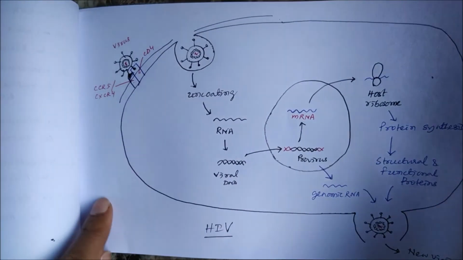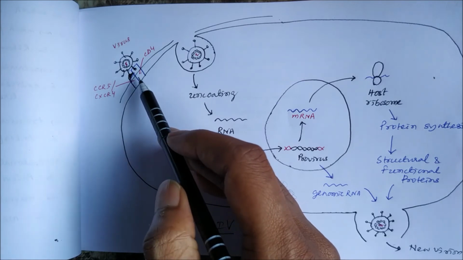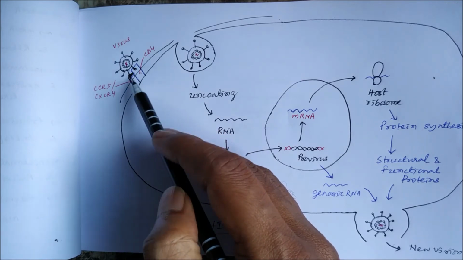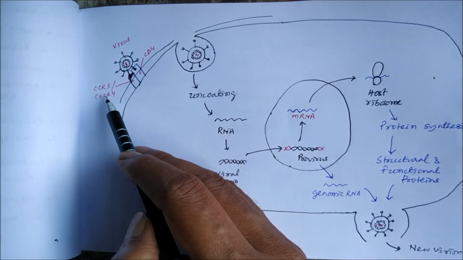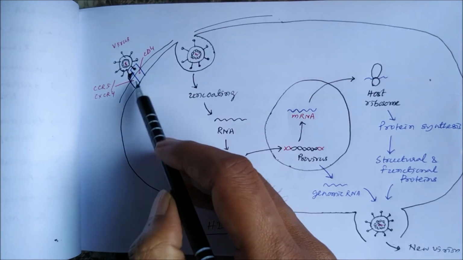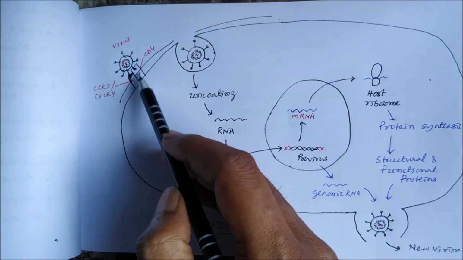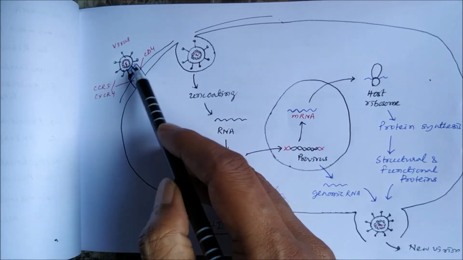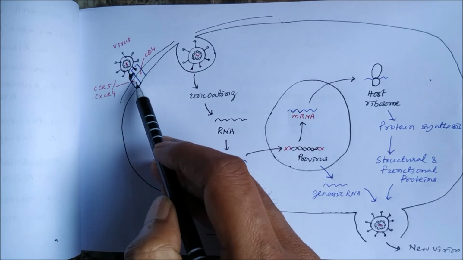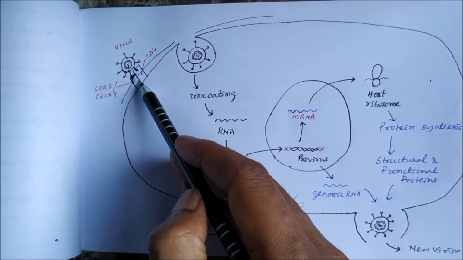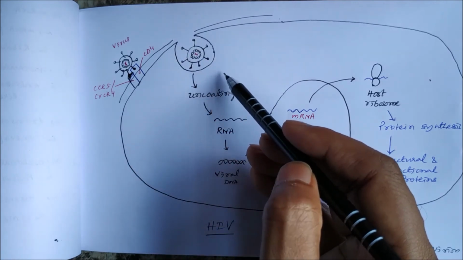So what happens here also, the attachment occurs when this GP120 binds to the CCR5 chemokine receptor 5, and the GP41 binds to the CD4 receptor. So the CD4 receptor and CCR5 or CXCR4 are the co-receptors here. So the virus first attaches to it, then it will penetrate into the cell.